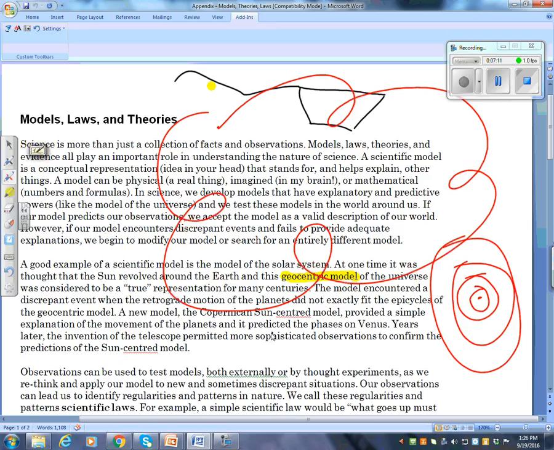Okay. Years later, the invention of the telescope permitted more capable observations. Observations can be used to test models, both externally or by thought experiments, as we can rethink and apply our model to new and sometimes discrepant situations. Our observations can lead us to identify regularities and patterns in nature.